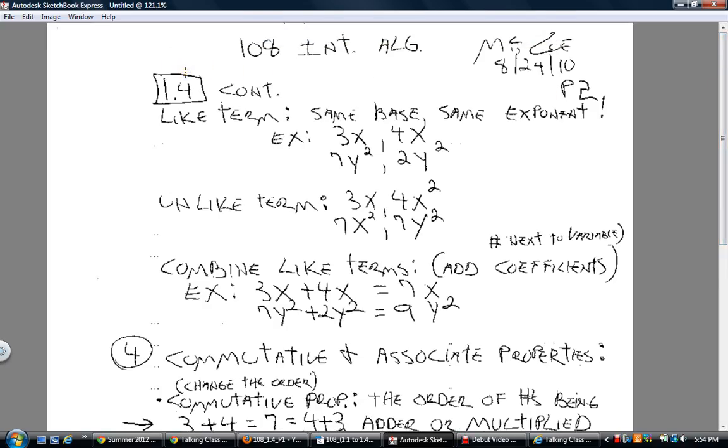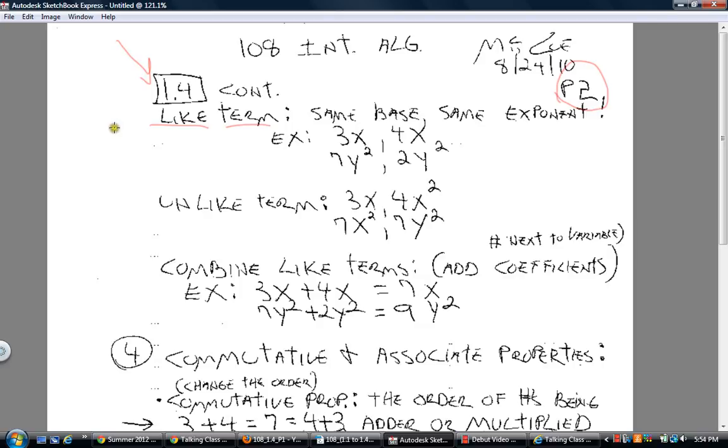Hey, we are going to go ahead and wrap up section 1.4. We're going to tackle like terms here. We talked about this on the last page, and of course this will finish up page 2 and finish up chapter 1 once we finish up here. So let's just make sure we review this fundamental concept of algebra.